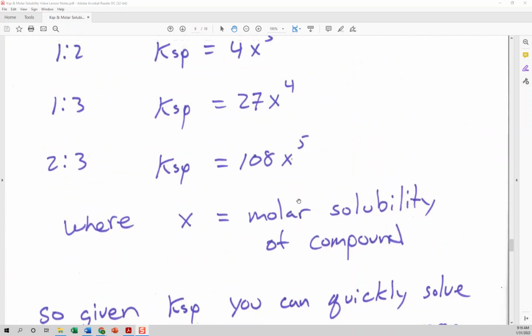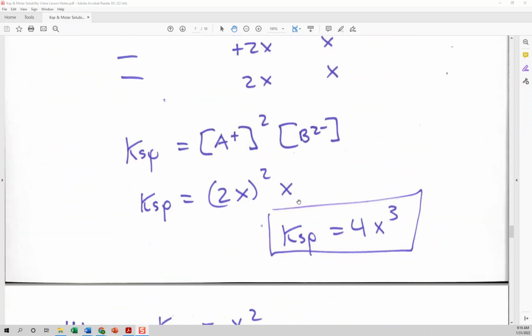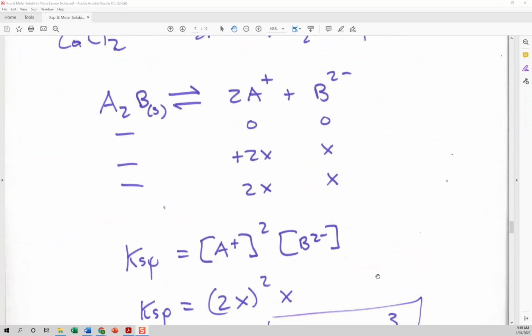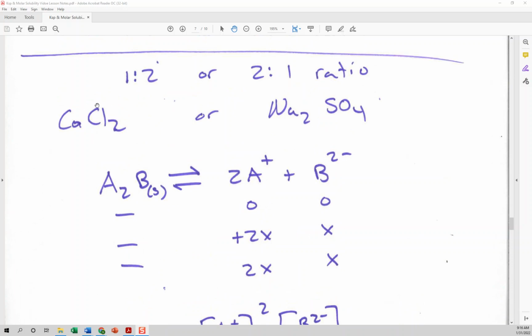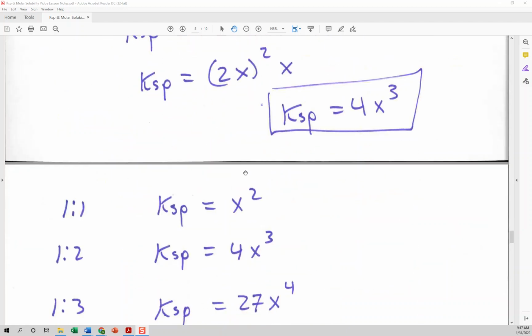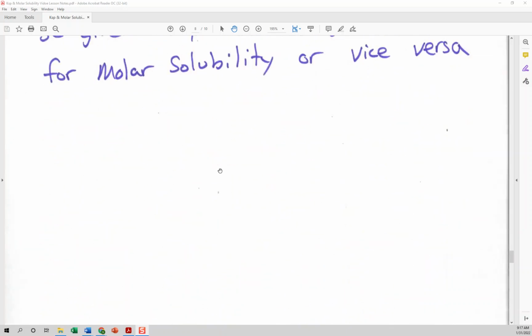And then once you know the molar solubility, like once we solve for x here, for this particular salt, let's go to calcium chloride. If we were given the KSP of calcium chloride and we solve for the molar solubility, the molar solubility times 1 would be the concentration of calcium, and the molar solubility times 2 would be the concentration of chloride. If it was this compound and we solved for x, the molar solubility, 2 times x would be the concentration of sodium, and 1 times the molar solubility would be the concentration of sulfate. Okay? So learn those shortcuts.